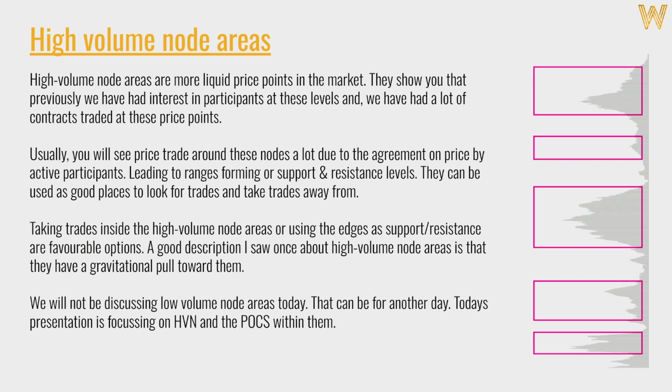A good description I once saw about high volume node areas is that they have a gravitational pull to them. So a lot of the time you'll see price gravitate towards these high volume node areas, especially if it moves through these illiquid imbalances. These illiquid imbalances we're not going to speak about today. These are low volume node areas, and I think this deserves a whole other episode, a short episode just like this one, discussing these, and we'll do another presentation for them.